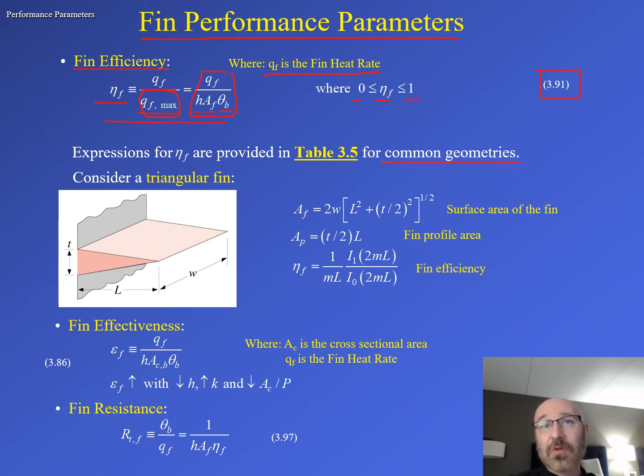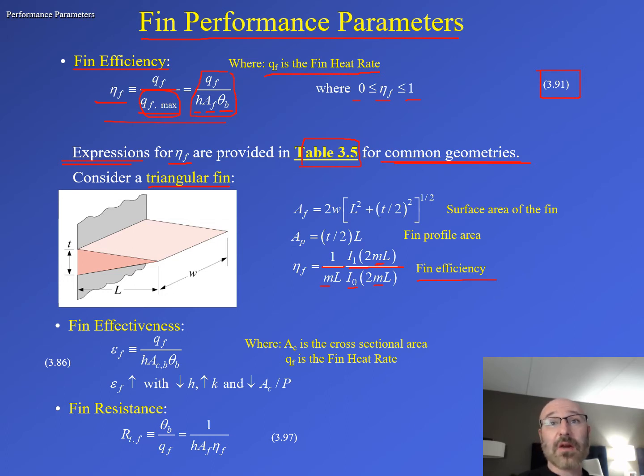Now for some common geometries, we can take a look at table 3.5 in our textbook, and it'll give us expressions for our eta sub f, those fin efficiencies, for those common geometries. Let's take a look at one of those in particular. Let's take a look at our triangular fin right here and see what type of expressions they're going to give for our fin efficiency, our eta sub f. So our fin efficiency is equal to 1 over mL times I sub 1 of 2mL over I sub 0 of 2mL. Now, when we get to our table in a minute here, we can take a look and recall that there are values for these m's that we can plug in from the table.